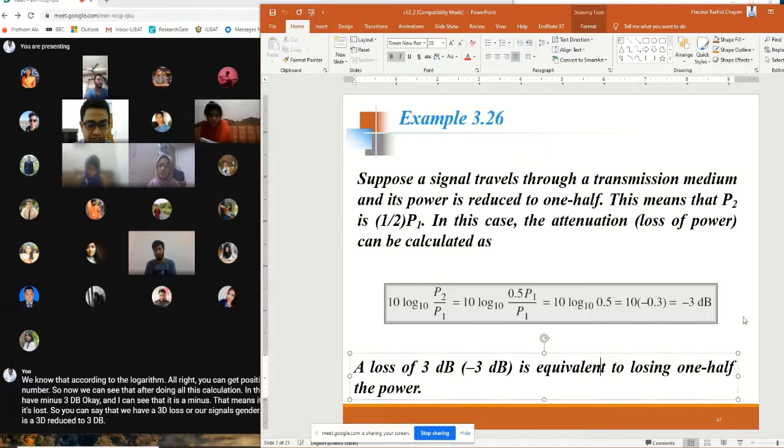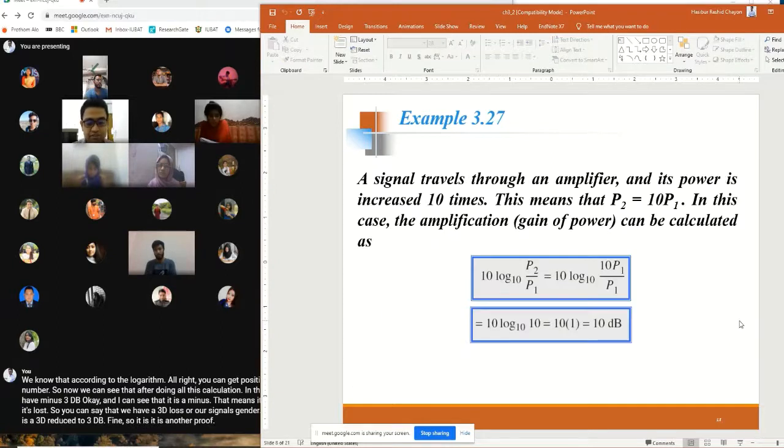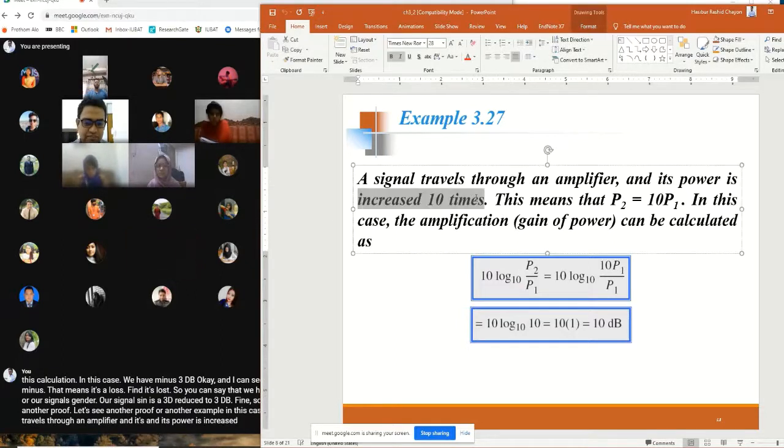So it is another proof. Let's see another example. In this case, a signal travels through an amplifier and its power is increased 10 times. What does that mean? 10 times means whatever you are sending on the sending side, you received 10 times higher power. That's why it says 10 times increase. That means P2 equals 10 P1.